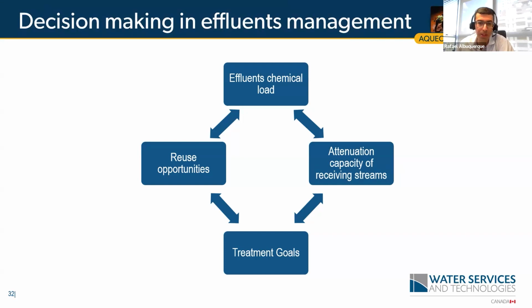Now, it may be the case that the treatment goals lead, let's say, to a treatment system that is too expensive for the operations. So we may need to reiterate this entire analysis, right? So this diagram is to show that at the end of the day, in our point of view, decision-making in effluent management should take into consideration all of these different aspects in conjunction and in an interactive form, right?